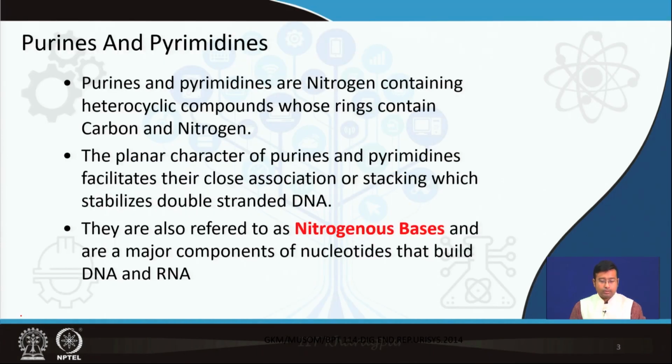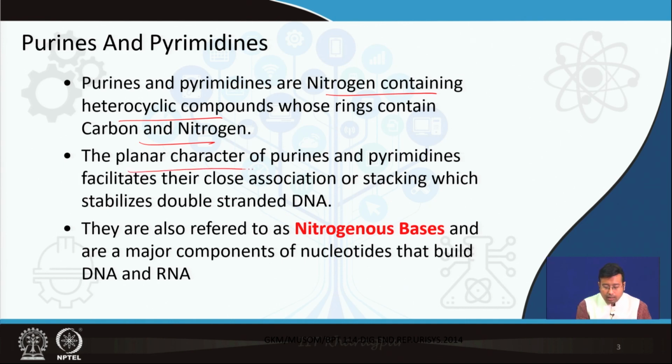All right. So, purines and pyrimidines, when we refer to nucleotides, the constituent molecules are purines and pyrimidines, right. So, what are they? They are nitrogen containing heterocyclic compounds, very important, whose rings contain carbon and nitrogen. Generally when we are discussing an aromatic ring, we think of carbon, but here carbon and nitrogen both are present.